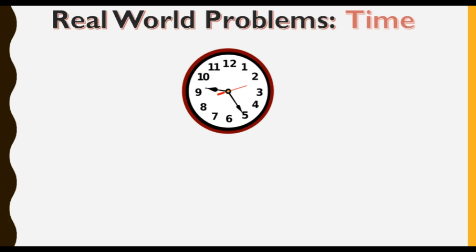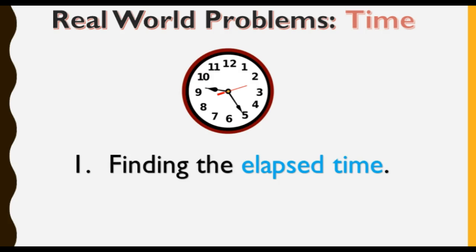Okay? So today, as we're learning about this, we're going to be using real-world problems. And there's going to be 3 different types. One, it's going to ask you to find the elapsed time. So for example, how long was the girl gone? Or how long did the movie last?